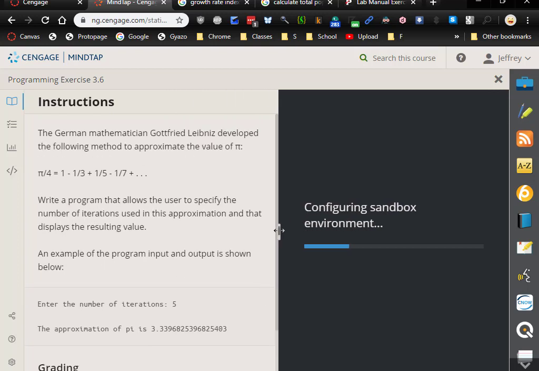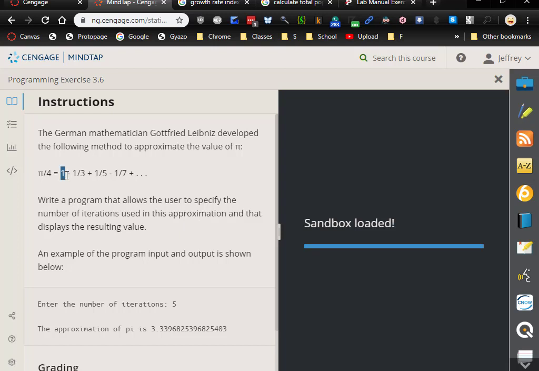This is a fun one, actually. How to calculate pi via formula. I used to assign this one as one of my own programming assignments. Write a program that allows the user to specify the number of iterations to calculate pi. And it's via this formula.